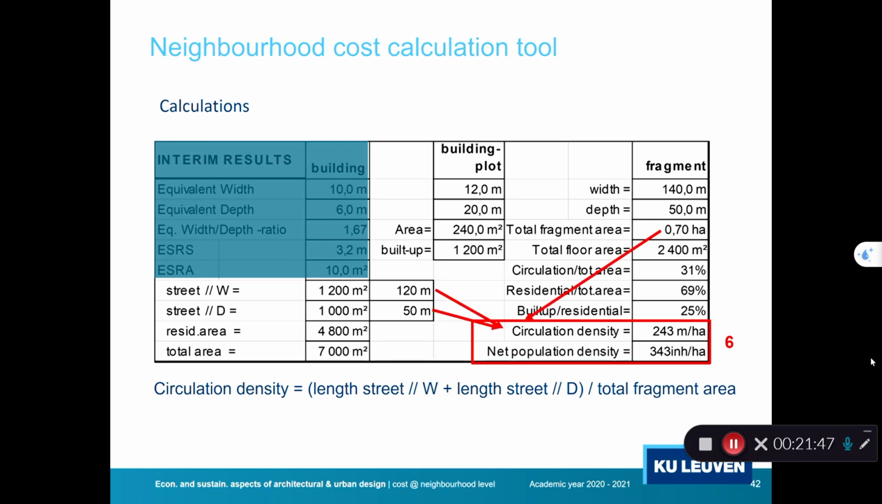The net population density cannot yet be calculated without one further assumption. Namely, we need to know how many square meters of floor area we have for one person. Well, we will assume for all of you that we need 10 square meters of floor per inhabitant, which is for some quite small, for others an average, and for other contexts very, very high. So the 10 square meters per floor is just to compare the different cases.